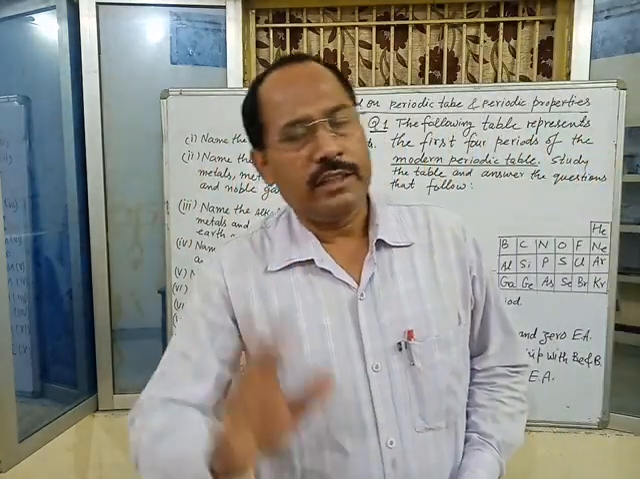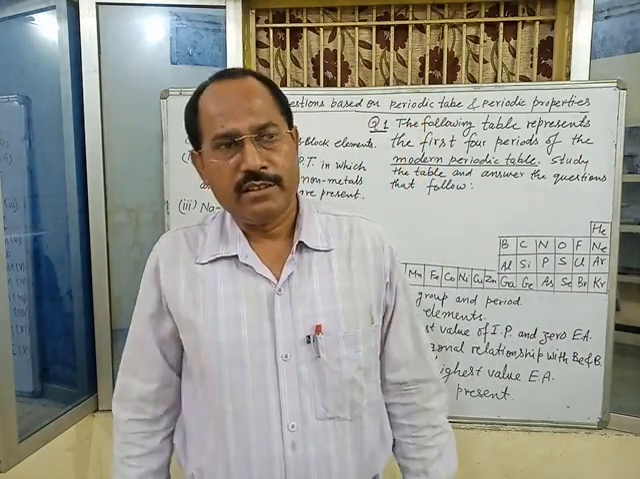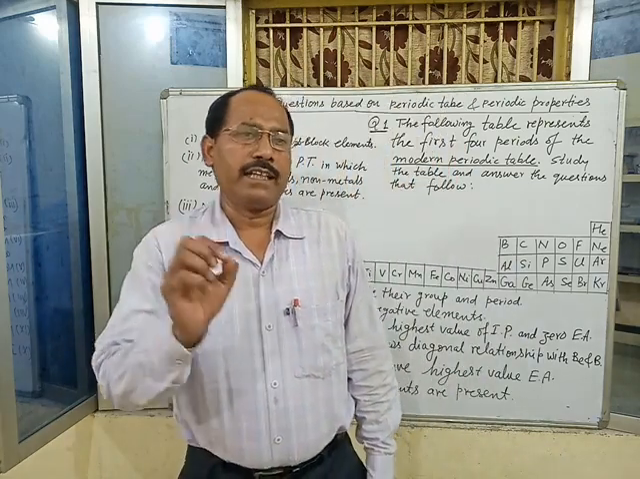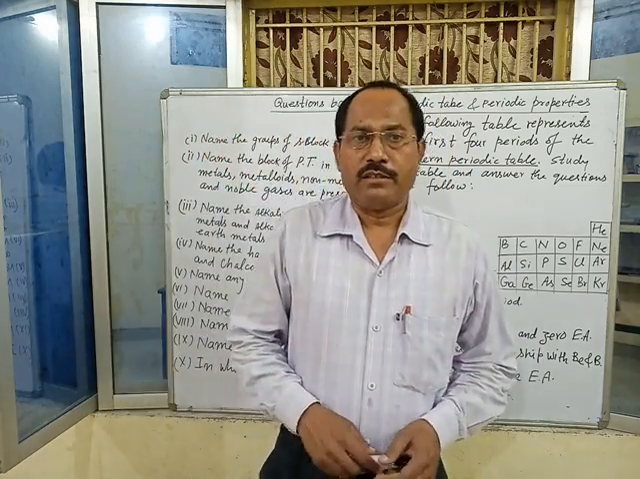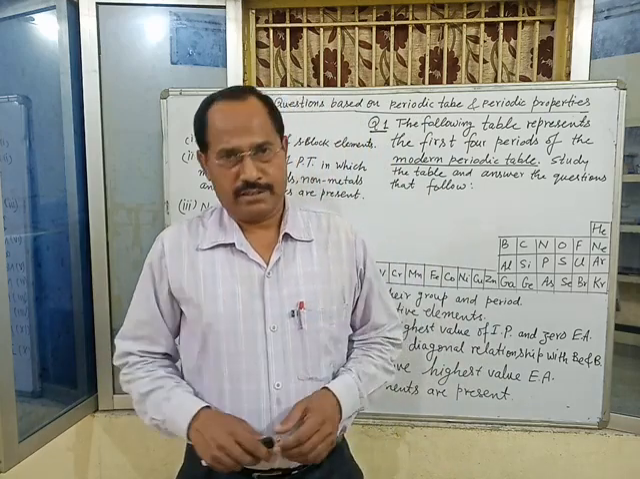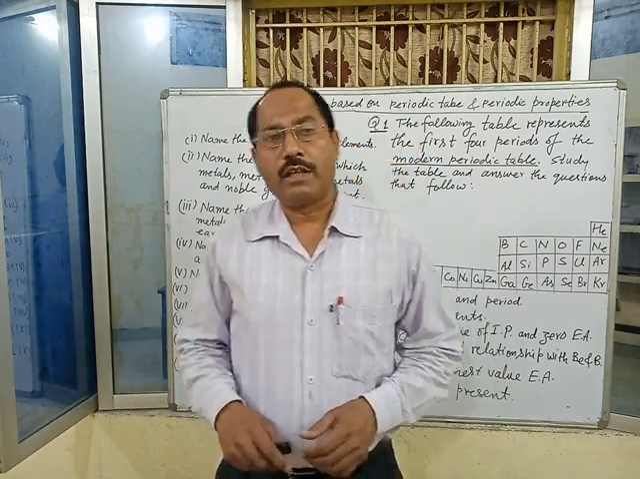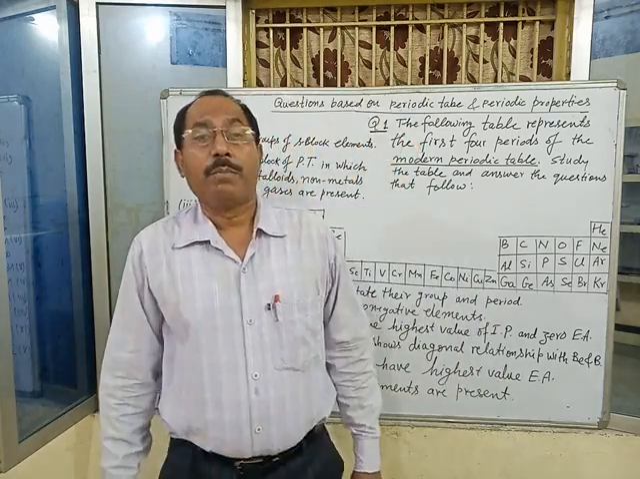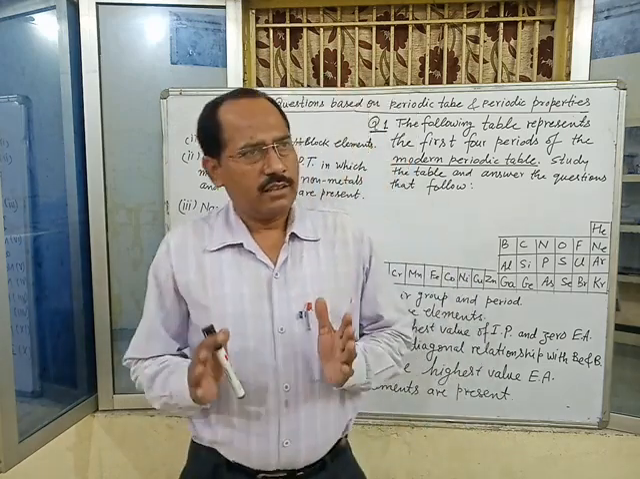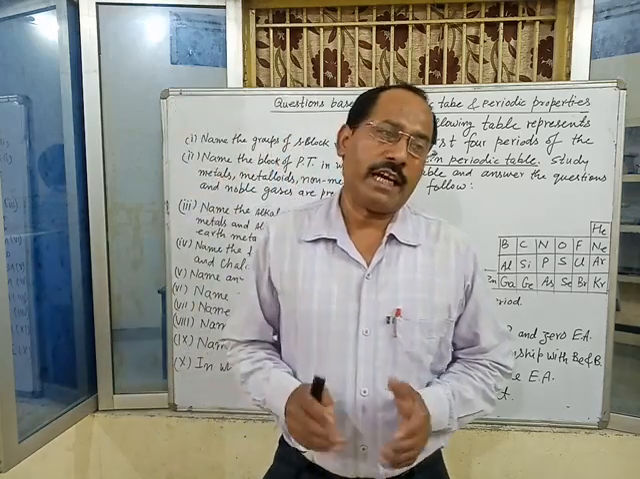There are three different types of periodic table. First periodic table is Mendeleev periodic table, and this periodic table is based on Mendeleev periodic law, which states that physical and chemical properties of elements are the periodic function of their atomic masses. Means Mendeleev classifies the elements based on their atomic masses.